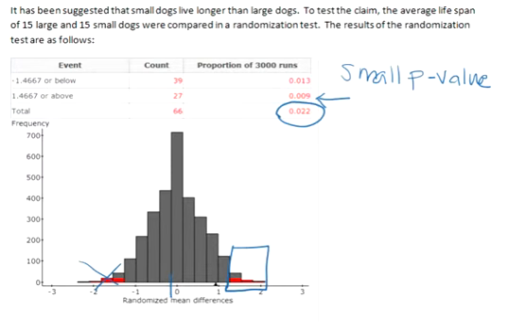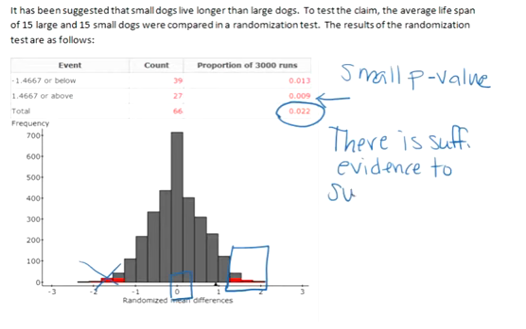Now, with the null hypothesis, we are claiming that the difference should be 0 between the two groups, or that there's no difference between the two groups. But because we get a very, very small p-value with this, that means that there's a very small chance that this is actually true. So because it's a small p-value, there is sufficient evidence to suggest small dogs live longer than large dogs.